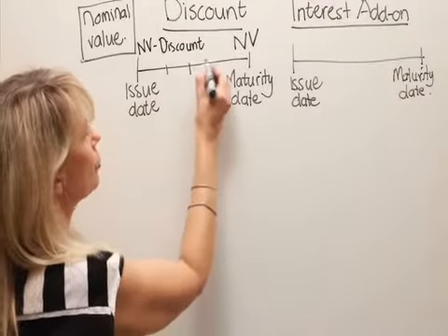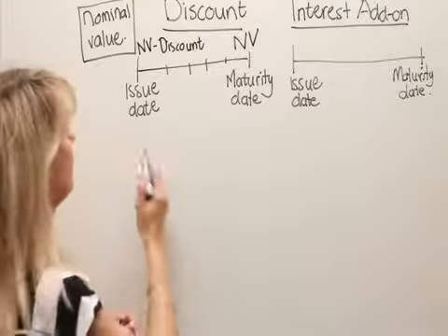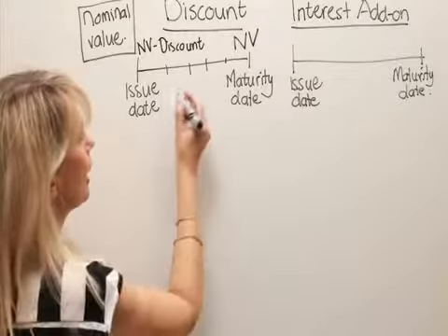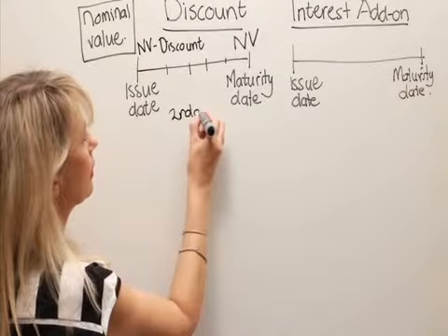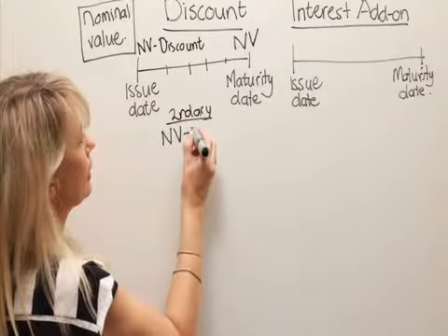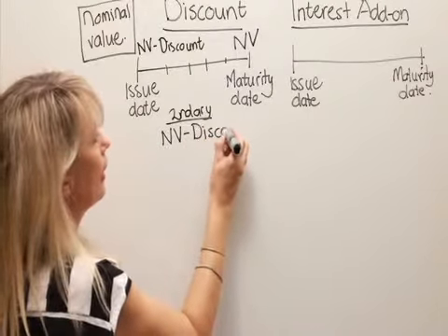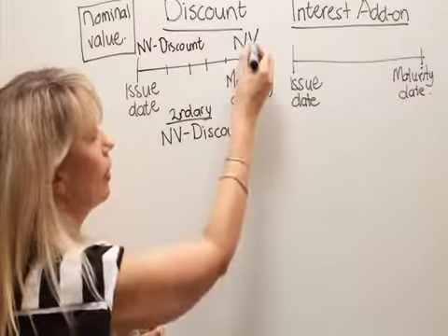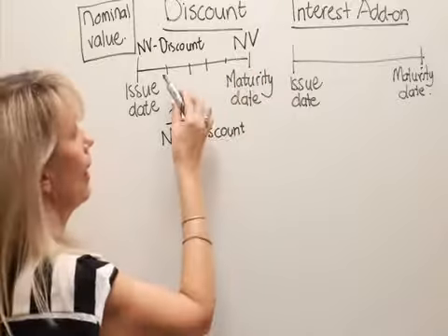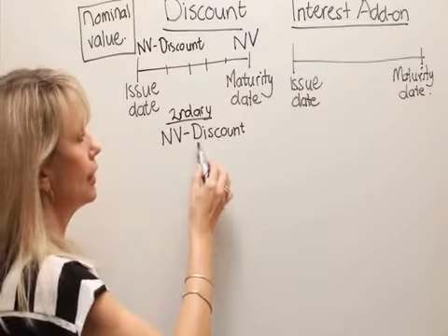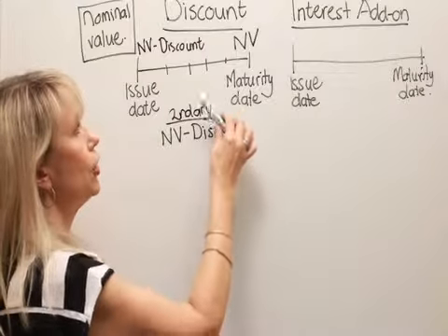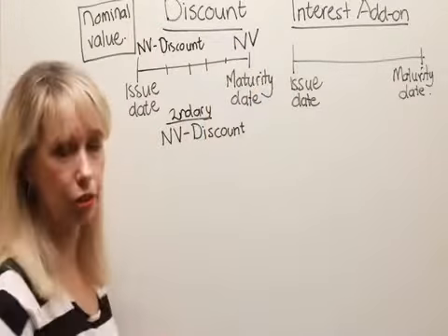Anytime when it trades before the maturity date, between the issue date and the maturity date, when it trades in the secondary market, it's going to trade also at a discount, so you will pay less than the nominal value because you want to earn a return on that, and that is going to be this discount that you receive will determine the return that you earn on this discount instrument.